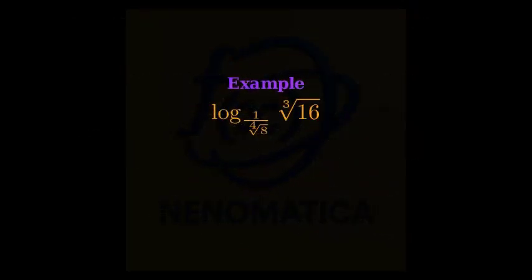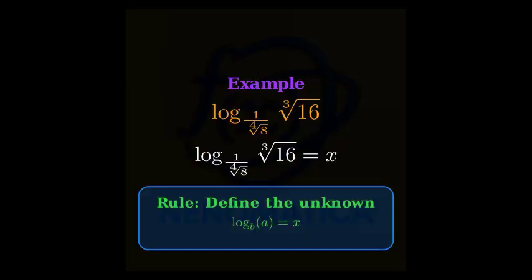Show the word example, then the problem statement in orange. Log base 1 over the fourth root of 8 of the cube root of 16. Step 1. Set the expression equal to x. We'll write log base 1 over the fourth root of 8 of the cube root of 16 equals x. This is merely defining the unknown value.